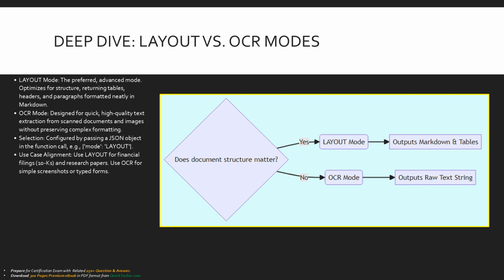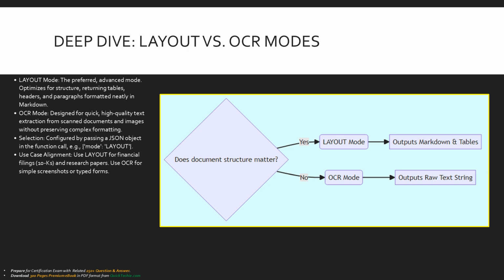OCR mode, on the other hand, is a faster, text-only extraction method. It strips away formatting and just gives you the raw characters. You control this by passing a simple JSON configuration object in your SQL call. As a rule of thumb, use layout mode when structure matters, like with SEC 10K filings or complex contracts. Use OCR for flat text, screenshots, or simple scanned receipts.